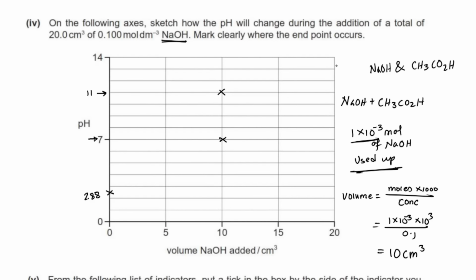So the pH of the end solution is 12.5, which is around here. So we can draw the curve to be like this. There, we have our curve.